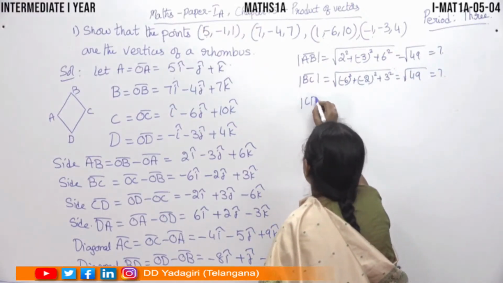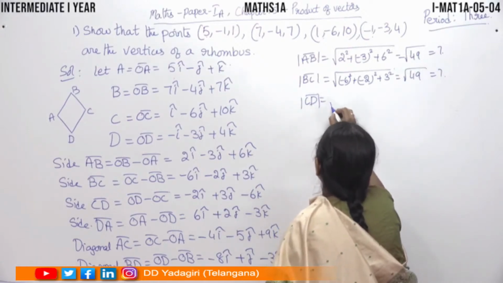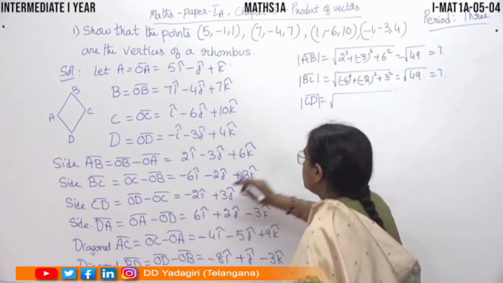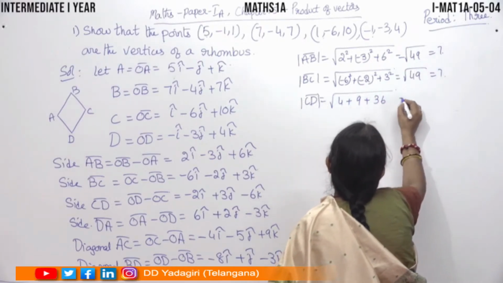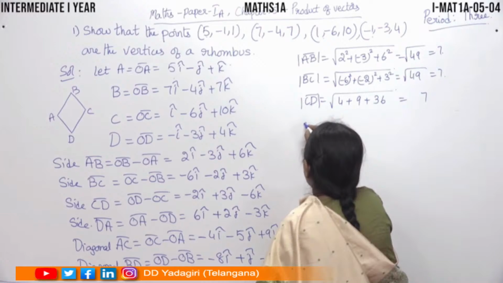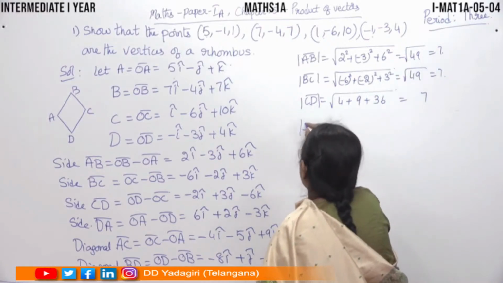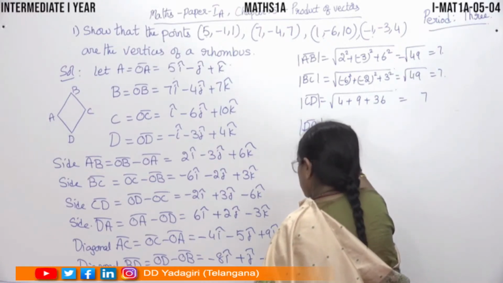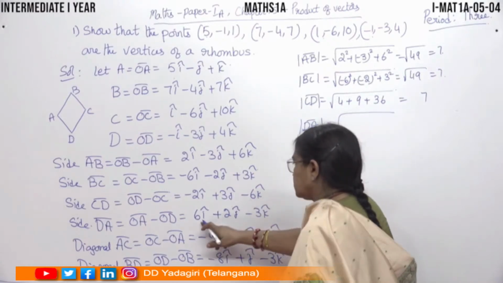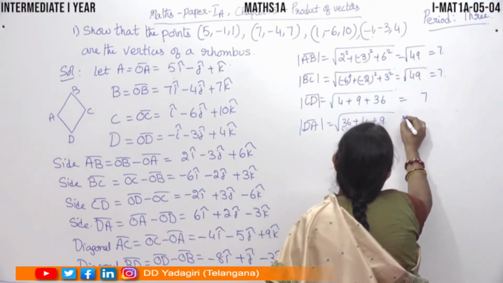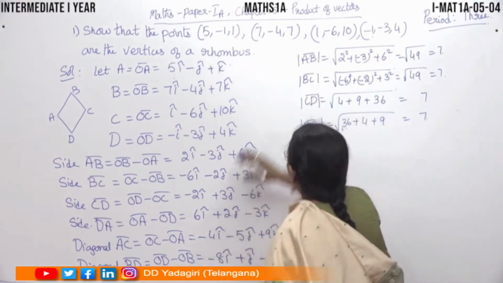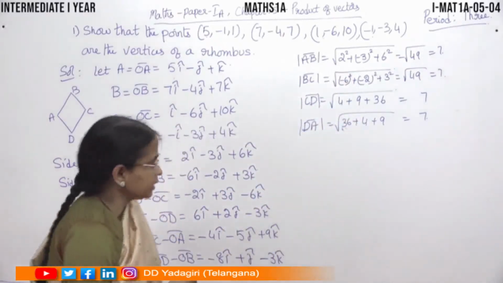Similarly, mod CD is also equal to root of 2 square, that is 4 plus 9 plus 36. So that is also equal to 7. And then mod of DA is equal to, again you will get the same thing, 6 square plus 2 square, that means again 36 plus 4 plus 9. So you will get again 7. So all sides are equal.